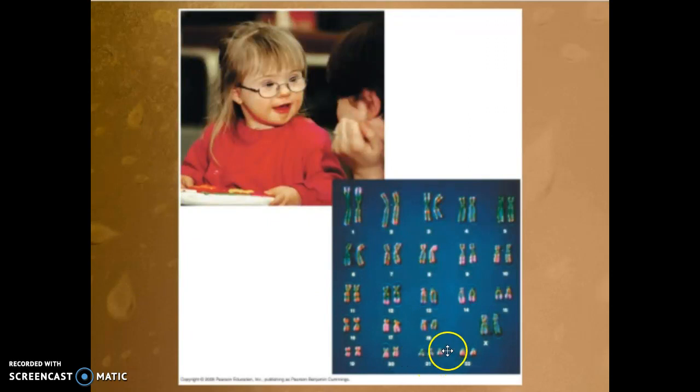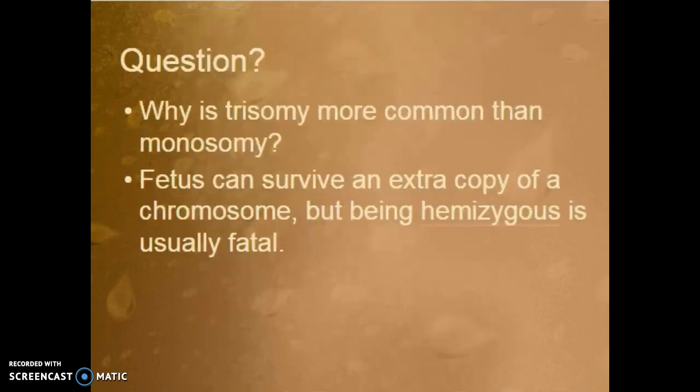Now notice that trisomy 21 and trisomy 13, which is here, are the two most common, not trisomy 1 or 2. Trisomy 1 and 2, well, those chromosomes are really, really long. So an extra one of these is a lot of extra genetic material, whereas an extra 21 is just a little bit of extra DNA. So typically in nature, the smaller the change, the better chance you have to survive. So why is a trisomy more common than monosomy? Same kind of idea. A fetus can survive an extra copy, but not having enough is usually fatal.